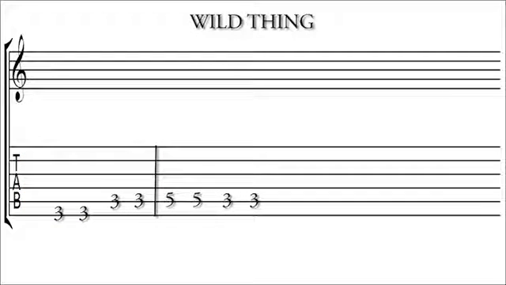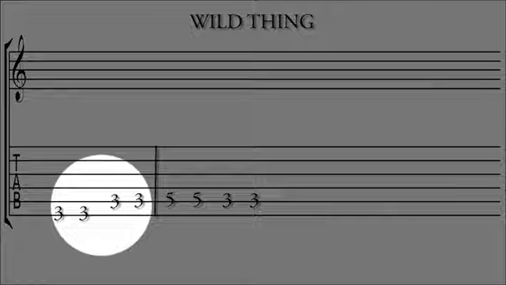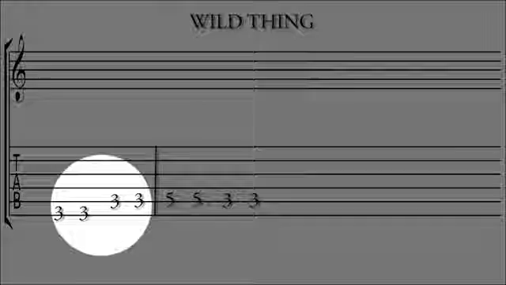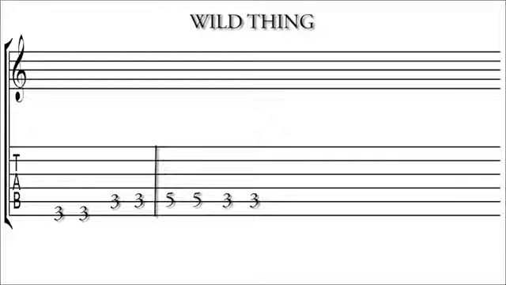So the numbers represent the frets you play on those strings. They do not represent your fingers. Some people get confused. So on Wild Thing here, we have a 3, so you play the 3rd fret on the low E string. You play it once, then you play it again. Then you jump up to the A string and play the 3rd fret twice. Then you play the 5th fret on the A string twice, and then back to the 3rd fret on the A string twice.